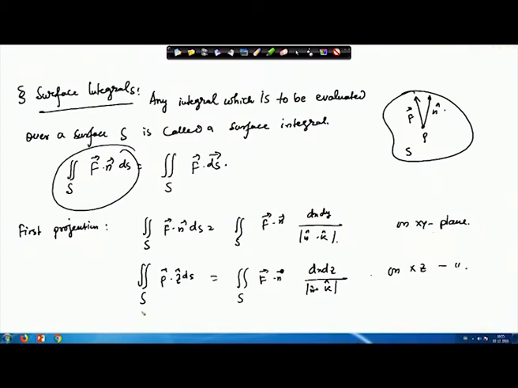And we can take the projection on the yz plane. F dot n, sorry. On the xz plane, this has to be j, and when we are taking the projection on the yz plane, this has to be i.